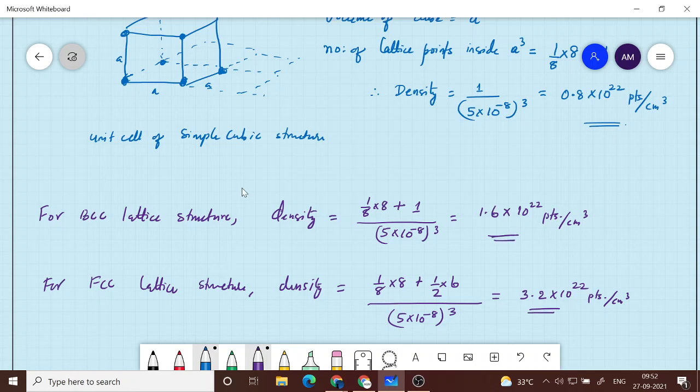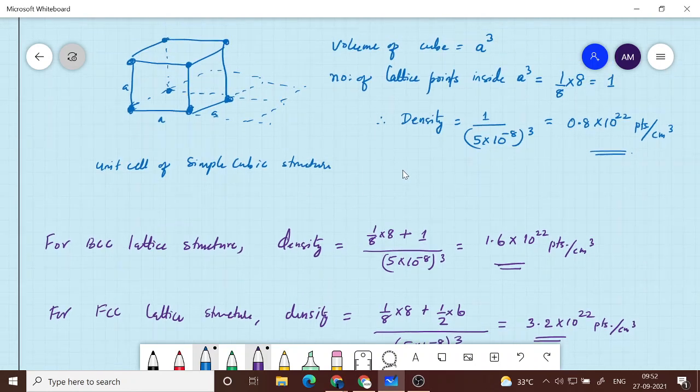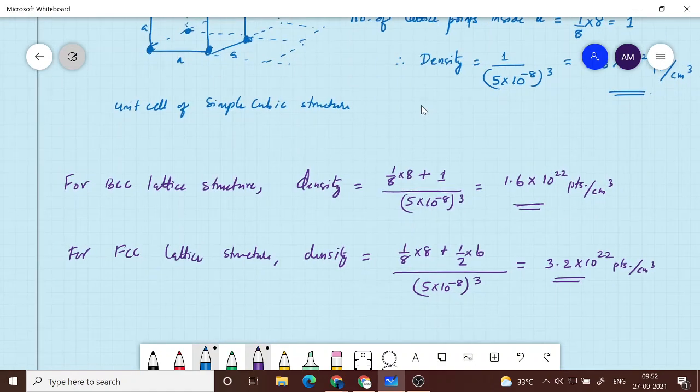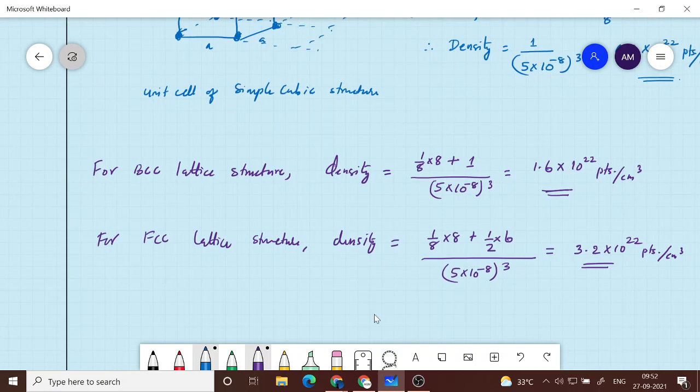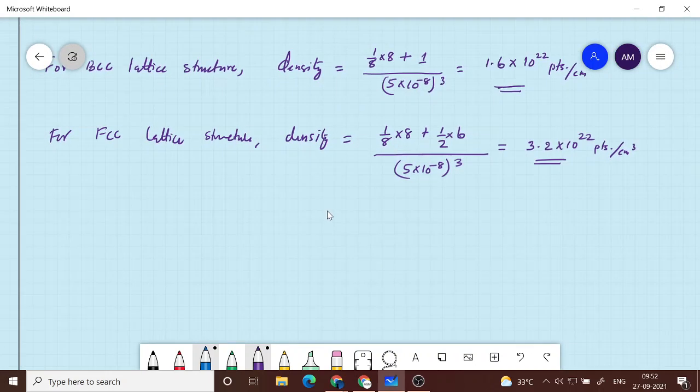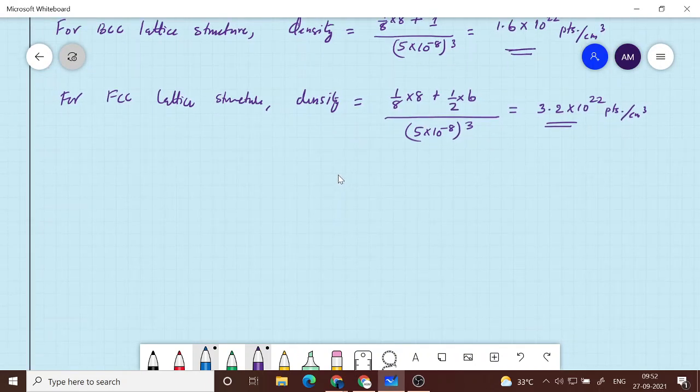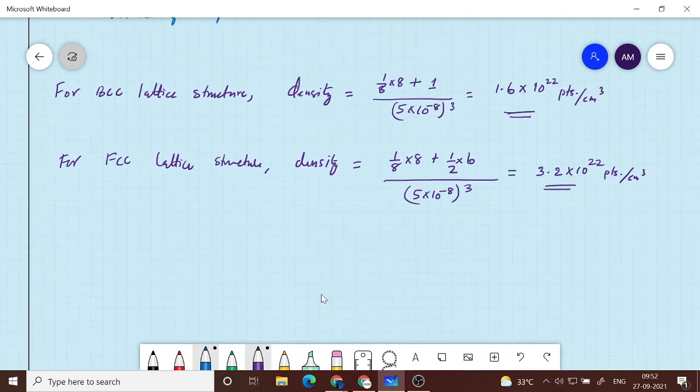You see the density varies. All of them are cubic lattices, but because you have additional lattice points either at the center or on the faces, that contributes to different densities. This density is called packing density. What we found out is the packing density.